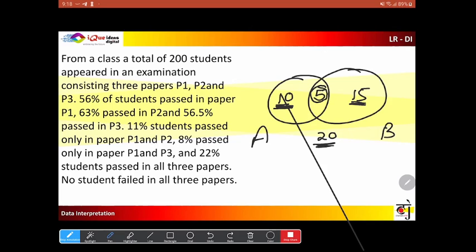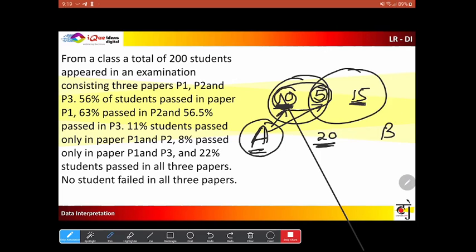Now, how many students have passed A? So that would be 10 plus 5, 15. 10 is the number of students who have passed A and failed B. But the number of students who have passed A is 15, because those who have passed A would include those who failed B or passed B. So it depends on the question. If I am asked how many have passed A but failed B, then 10. But if the question is how many have passed A, then 15.